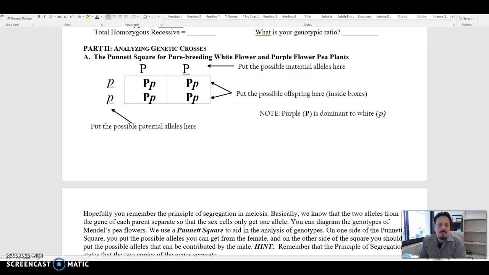What I'm going to talk about today is how to make a Punnett Square. This is going to go with part 2 of your lab, where we talk about doing Punnett Squares and being able to read them and make them and find out ratios of their offspring of some parents. So how about we get started?